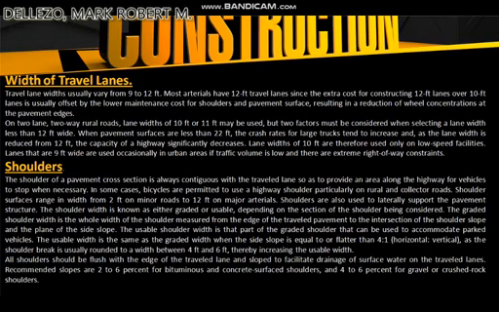On two-lane, two-way rural roads, lane widths of 10 feet or 11 feet may be used, but two factors must be considered when selecting a lane width less than 12 feet. When pavement surface is less than 22 feet, the crash rate for large trucks tends to increase, and as the lane width is reduced from 12 feet, the capacity of a highway significantly decreases. Lane widths of 10 feet are therefore used only on low speed facilities.